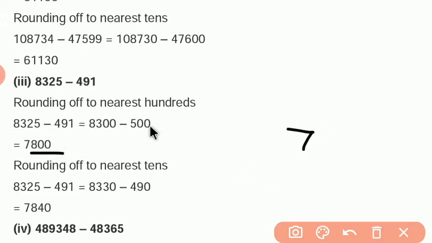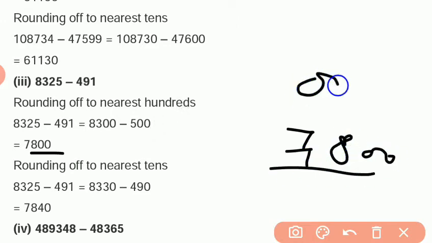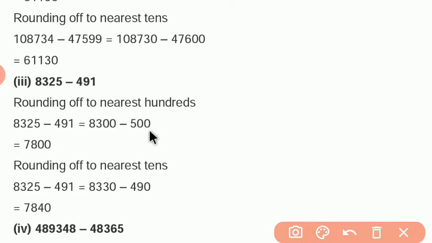7,800. Here we have taken double zeros because in 100, how many zeros are there? Double 0. So you have to replace the last 2 digits by 0. Then the same way we have to round off to the nearest 10. For the nearest 10, as we have seen in the previous question, we have to see the ones digit. In 8,325, the ones digit is 5, and if any digit is 5 or more than 5, then we have to increase its next place by 1.